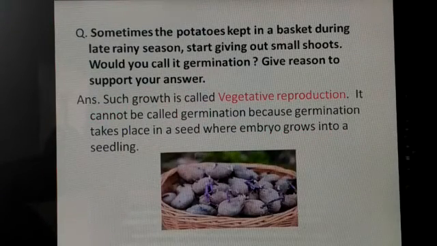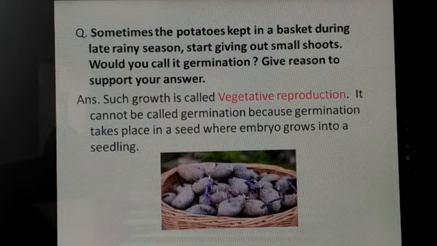Now here I have another question, again a very interesting question. If you see the figure, we do observe potatoes when we keep them in a basket for a long time, and especially during the rainy season, it is seen that they start germinating. Such kind of white outgrowths start coming out of potatoes. So the question is that when such small shoots come out, sometimes the potatoes kept in a basket during late rainy season start giving out small shoots. Would you call it germination? Give reason to support your answer.